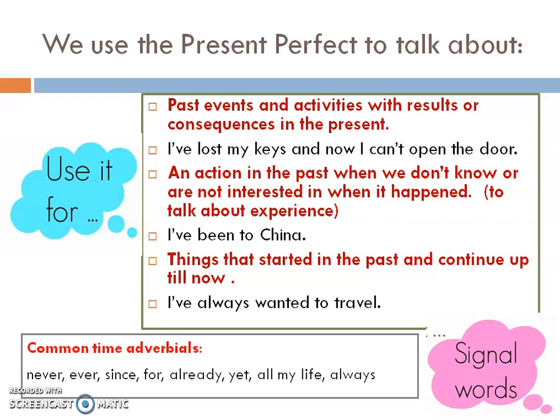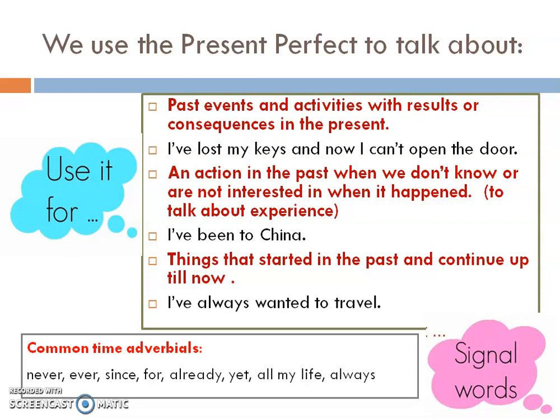The second use is for actions in the past when we don't know or are not interested in when it happened. Usually when we want to talk about experiences, and it's the experience that counts. I've been to China. I've visited Italy 3 times.